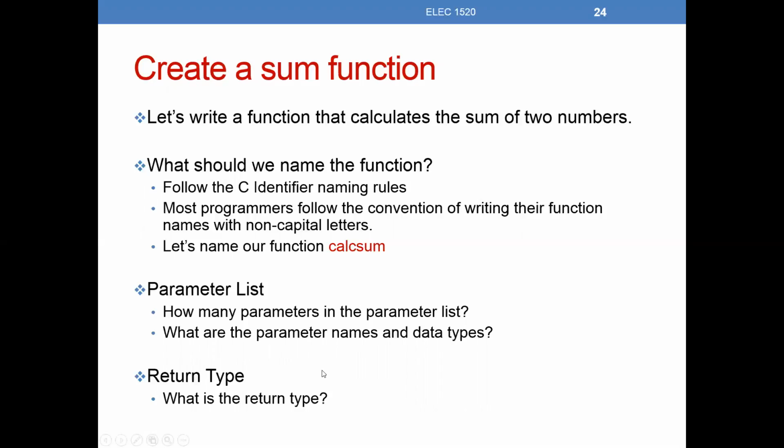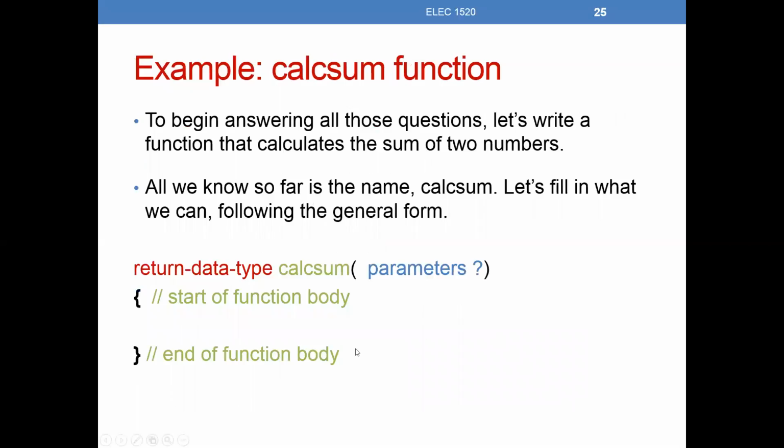And then the return data type, well, the return data type we'll see is going to be whatever data type we make the sum in our function. Right. So here's what we know so far, to start answering those questions. If we were to write out the function header in its general form, we could put a note here saying we know we have to code in a return data type. The name was easy to come up with. And then here inside this parameter list, I just have parameters question mark. We don't really know that yet. We also know that we need a curly brace to start the function body and a curly brace to end the function body. So we've got the general form down, right?